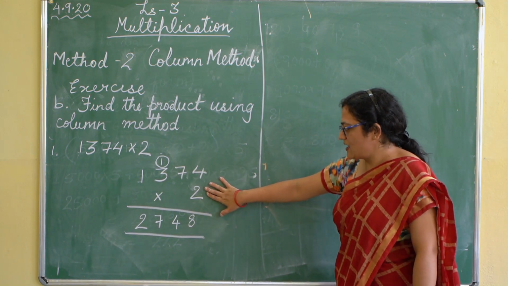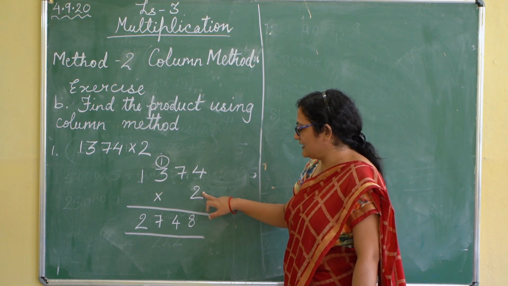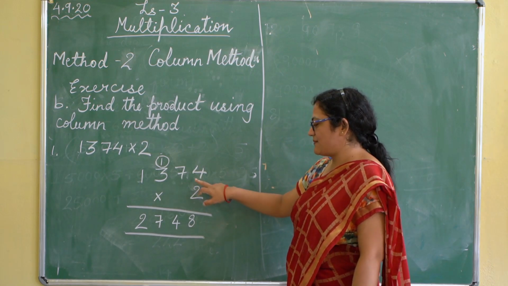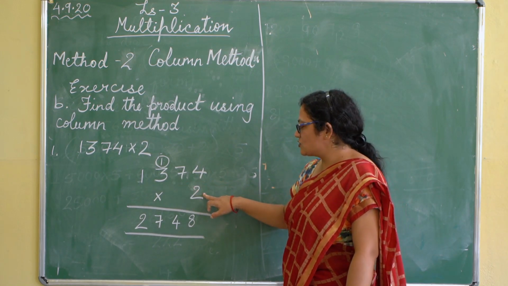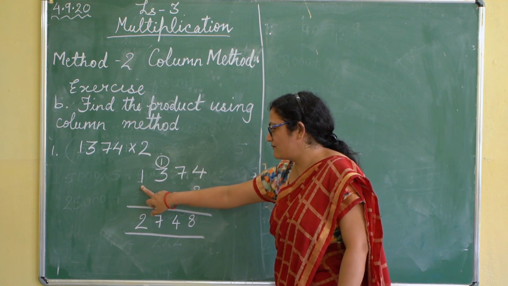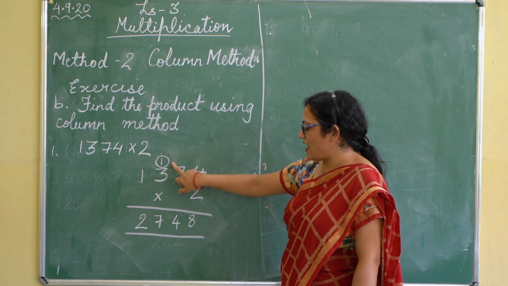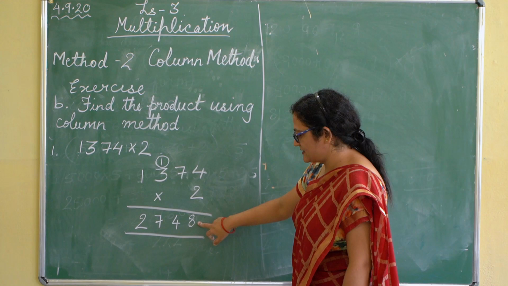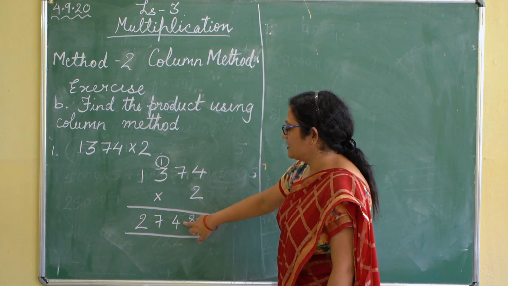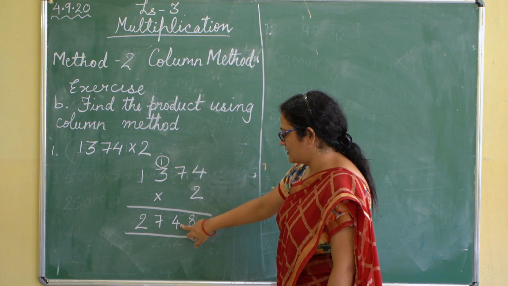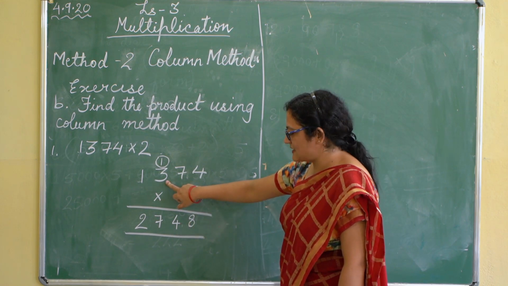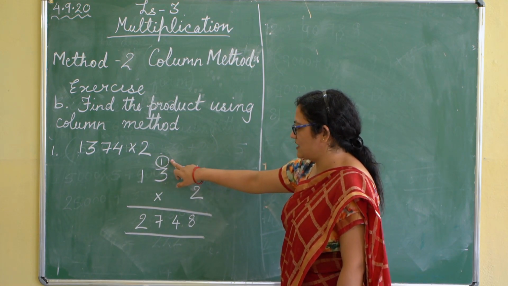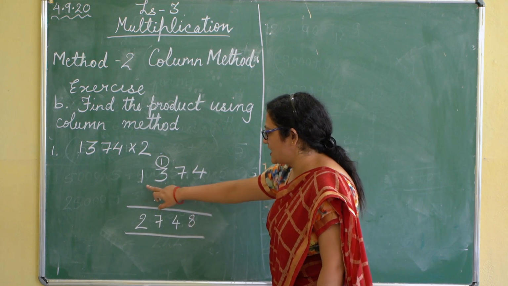It means we are multiplying the single digit, that is 2, by all the rest of the numbers on top: 2 multiplied by 4, 2 multiplied by 7, 2 multiplied by 3 and 2 multiplied by 1. If there is any carry, you have to add that carry. Once again: 2 4s are 8, 2 7s are 14, carry over 1 and 4 here. 2 3s are 6 plus 1, you have to add this carry, so 7. 2 1s are 2.